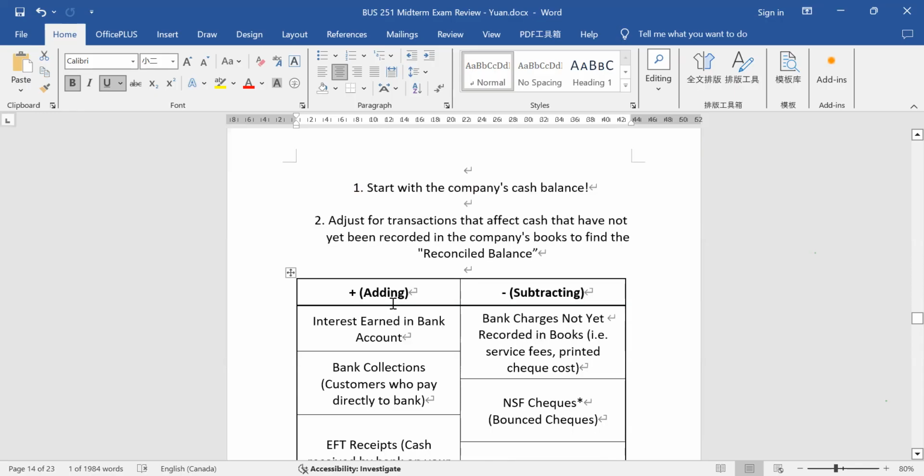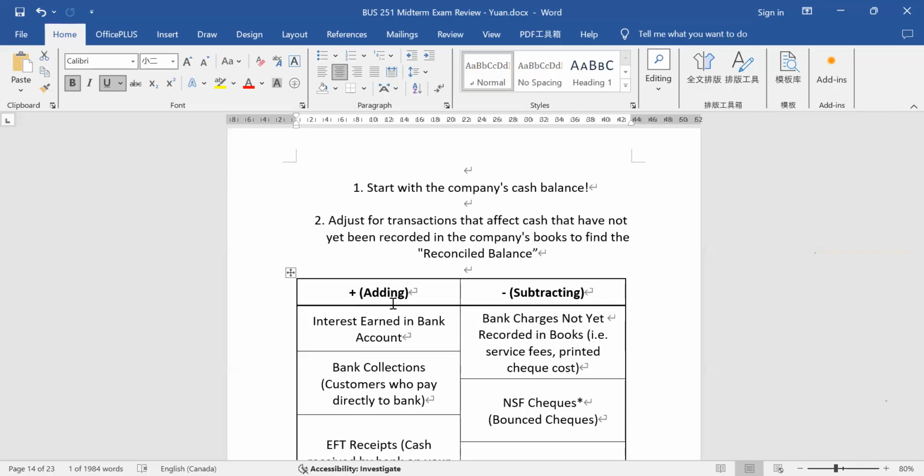And let's have a look at the company side, right? You have to start with the company's cash balance. And the second step is to adjust for transactions that affect the cash that have not yet been recorded in the company's book, so that in the end, you will have the adjusted cash balance. What you have to add on is the interest earned in the bank account. Sometimes the bank gives you interest automatically, but it takes the company some time to find out. It takes 1 or 2 hours or maybe 1 or 2 days to book, because you need to check the bank balance and you need to get the bank slip from the bank, right?